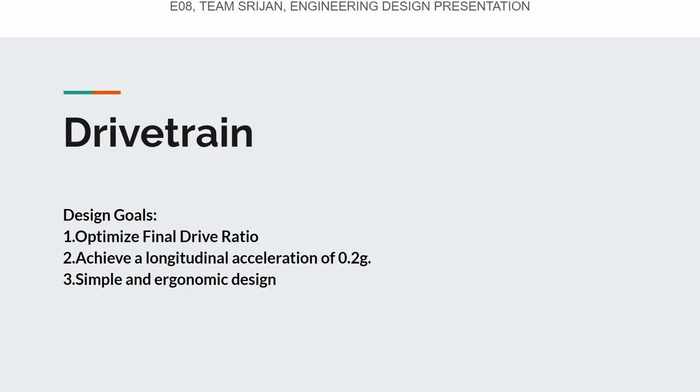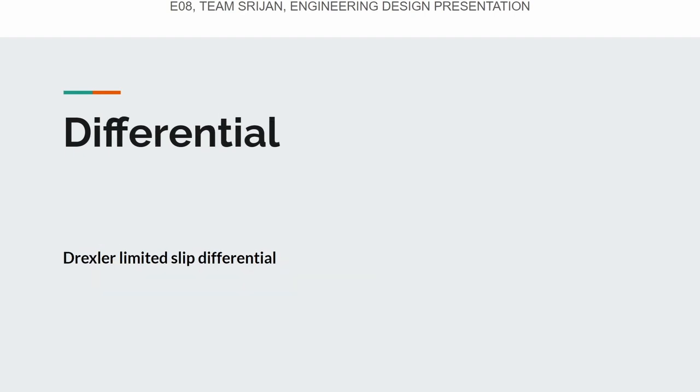Our design goals are summarized as: first, to optimize the final drive ratio; second, to achieve a longitudinal acceleration of 0.2 g; third, simple and ergonomic design. Now, I will discuss about the selection of the optimal differential for our Formula Student car, focusing on balancing performance, efficiency, and practicality. Choosing the right differential affects the weight, torque distribution, performance, traction control, and maintenance.